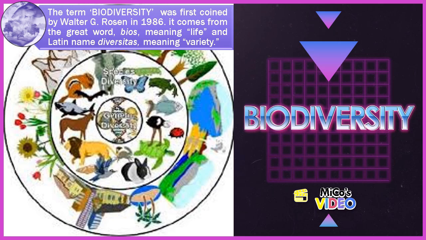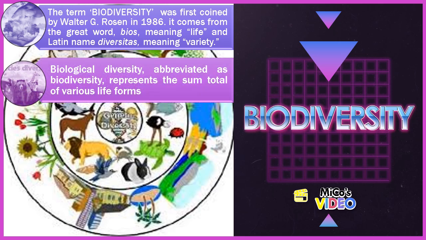Biological diversity, abbreviated as biodiversity, represents the sum total of various life forms such as unicellular fungi, protozoa, bacteria, and multicellular organisms such as plants, fishes, and mammals at various biological levels including genes, habitats, and ecosystems.